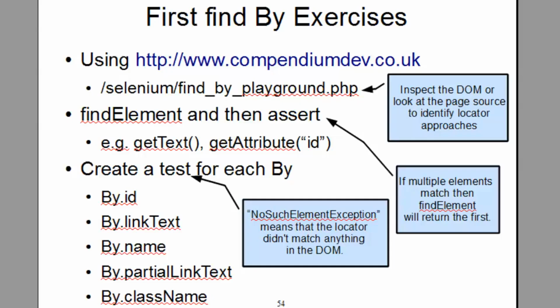Then once you have found an element, assert on the get text or the get attribute or one of the other web element level asserts and check that you found the right one. Now remember, if you use a find element with a by that would return multiple elements, e.g. find by class name P for a paragraph, you will receive the first element that matches.